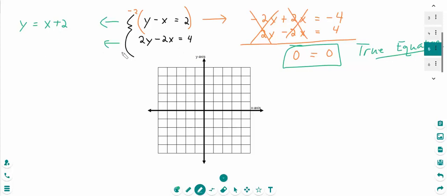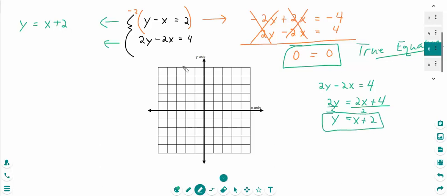And now the other one, a little bit more work to solve for y here. I have 2y minus 2x equals 4. Let's get the y term by itself. So we'll move the x term to the other side, and we end up with positive 2x plus 4. Then we divide all of this by 2. 2x divided by 2 is going to be an x. 4 divided by 2 is going to be a 2. So we end up with y equals x plus 2.